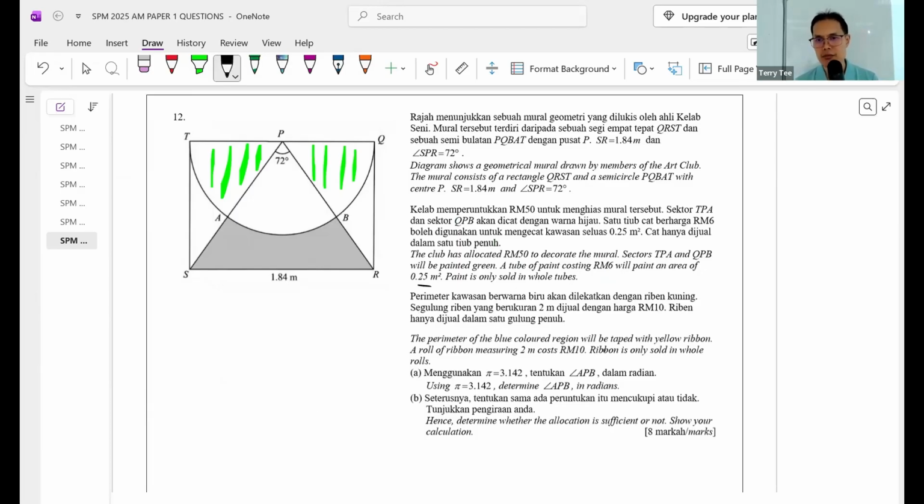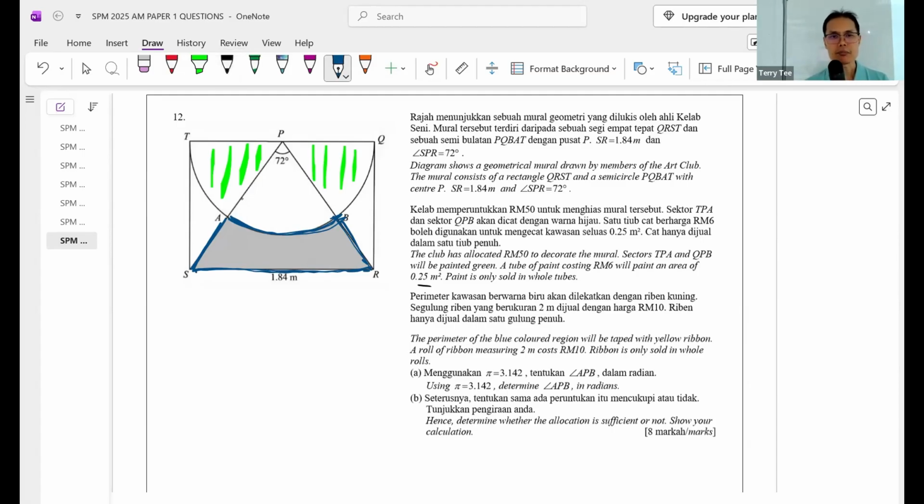Alright. So the perimeter of the blue color region will be taped. This is the blue color region. So maybe I highlight here the blue color region. This one will be taped. These are the perimeter, you're going to tape it. Each roll of ribbon measuring 2 meter costs 10 ringgit. Ribbon is only sold in whole rolls. Okay, using pi equals 3.142, determine angle APB in radian.